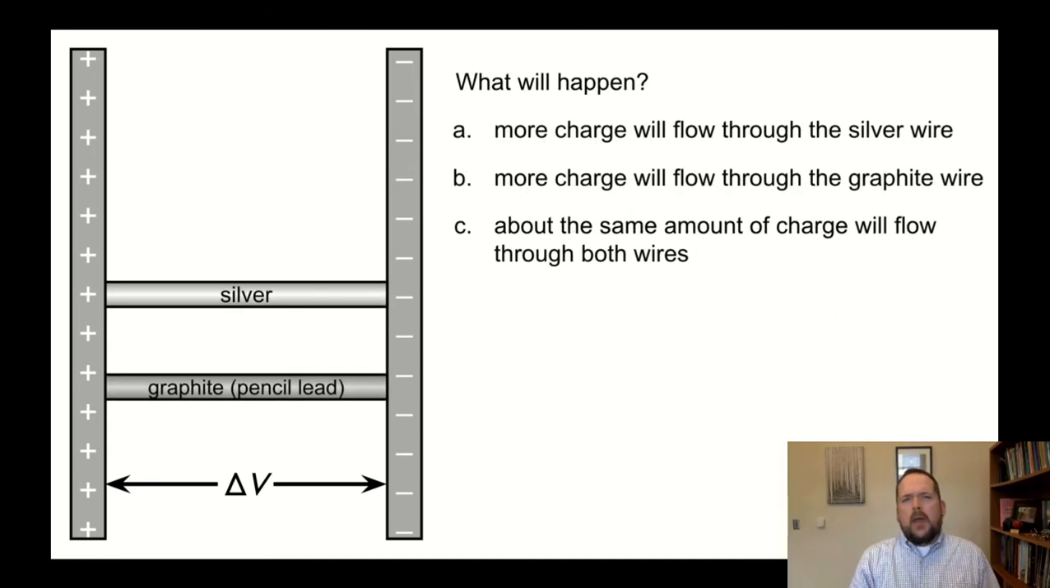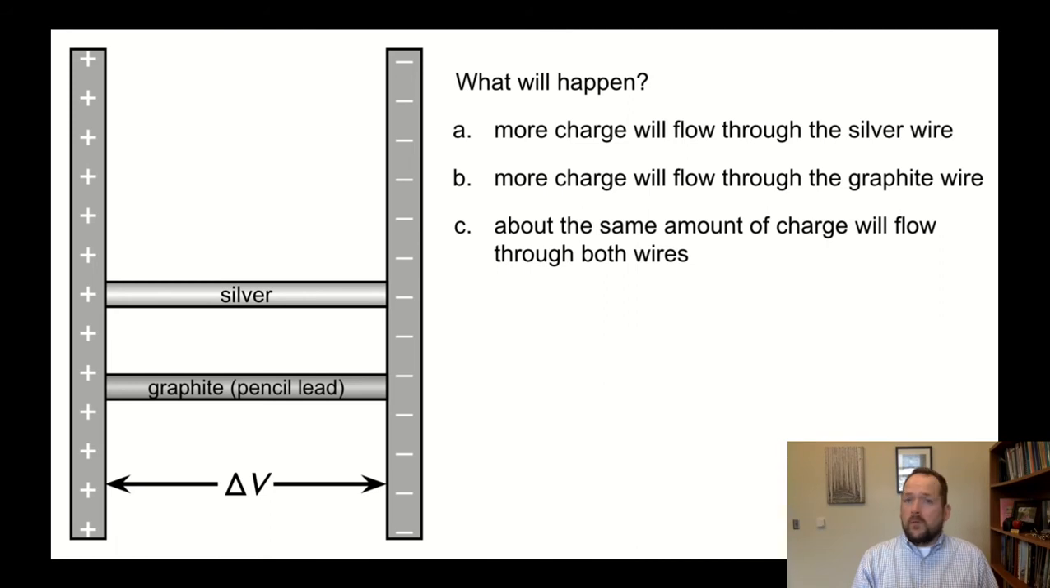All right, now we want to think about some compare and contrast situations to help us build a model of what we mean by resistance. So let's say I go back to my original capacitor example and I connect the two sides of the capacitor with two wires that are the same diameter as each other, but made of different materials. One's silver and one is graphite, the same material you have in your pencil lead. What's going to happen? Does your intuition tell you that more charge will flow through the silver wire, more charge goes through the graphite wire, or the same amount of charge flows through both wires?